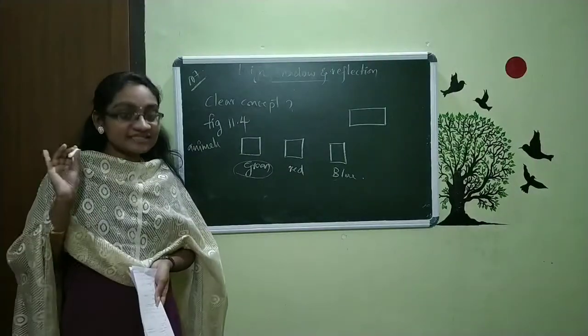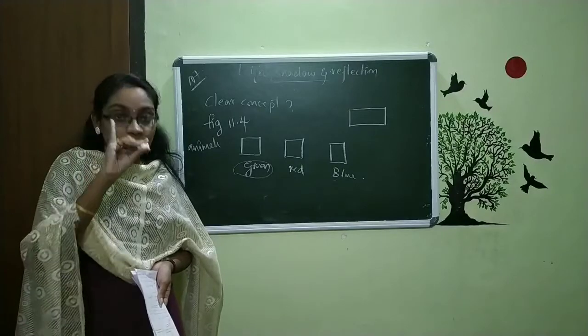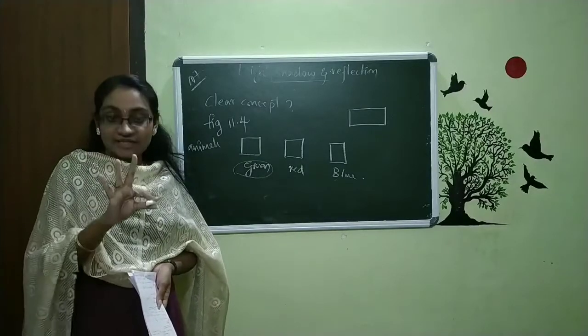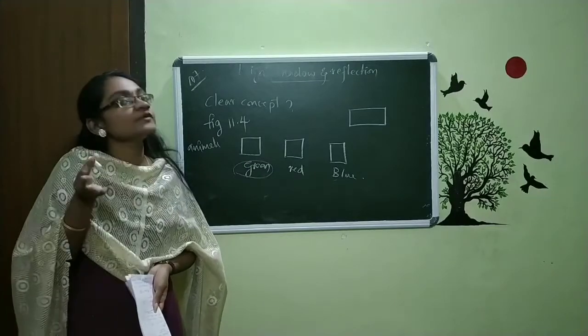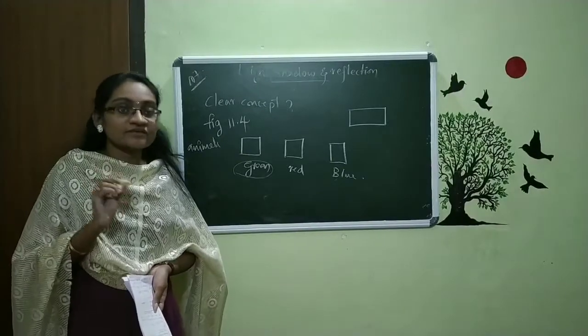So for making a shadow, three things are required, don't forget. The first thing is an opaque substance, the second one is light, and the third one is the screen. If these three things are present, we can produce a shadow. And so today we are going to conclude our class.